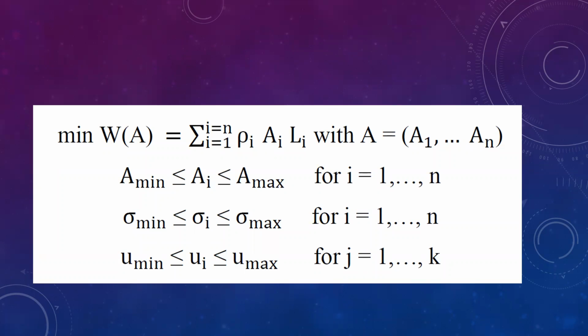So this is a formula regarding the methodology included in this. Minimize W(A), where A = {A1 to AN}, with A minimum less than or equal to Ai, and for i = 1 to N, sigma minimum is less than or equal to sigma i, less than or equal to sigma max.